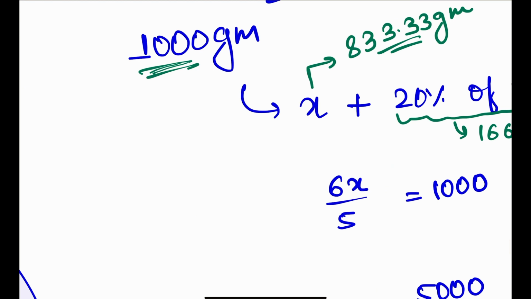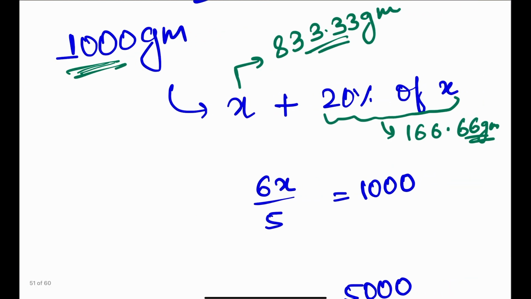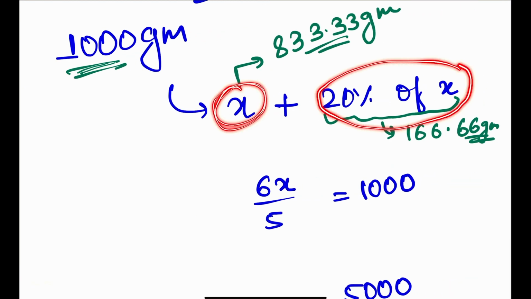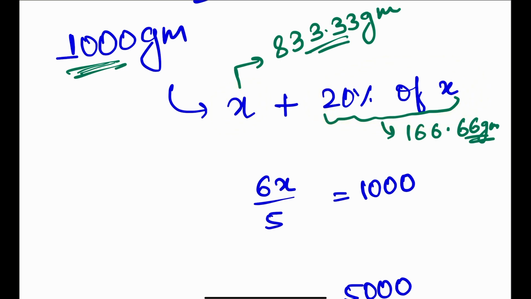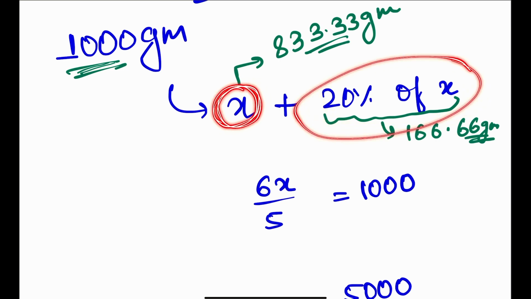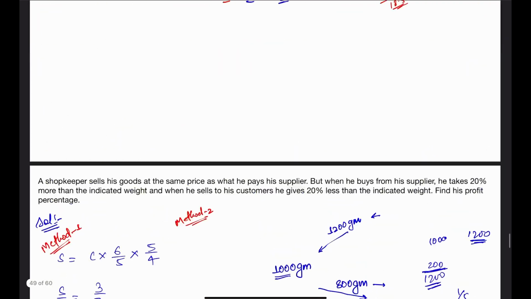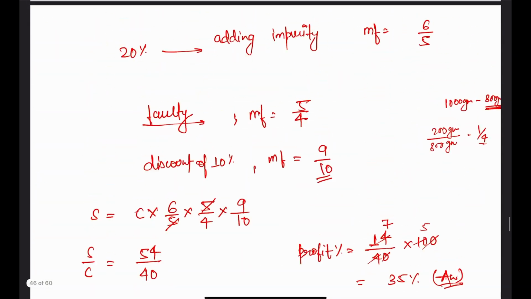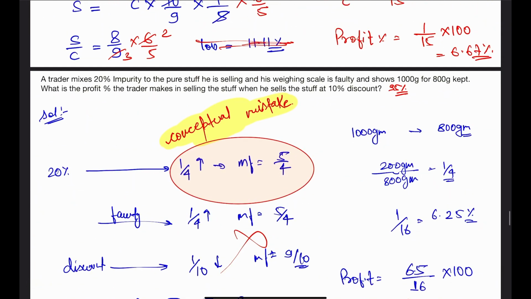So if I think of it this way, that this is the pure and this is the impure value, then the impure value is 20% of the pure value, right? 20% of the pure value. So a similar type of question strikes again. Now I remember where I made the mistake.